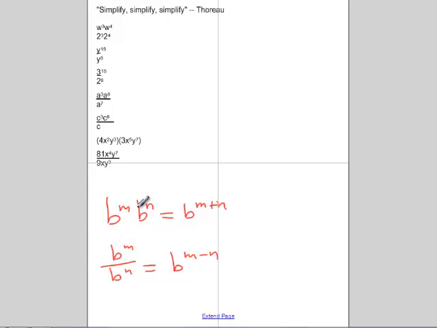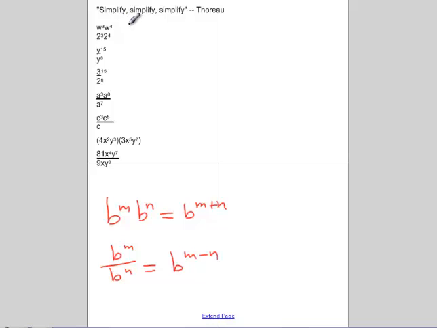Again, the bases have to be the same. If the bases are the same, then we can add up m plus n to get an answer. If the bases are the same when we're dividing them, we can subtract m minus n. So let's go up here and apply this.